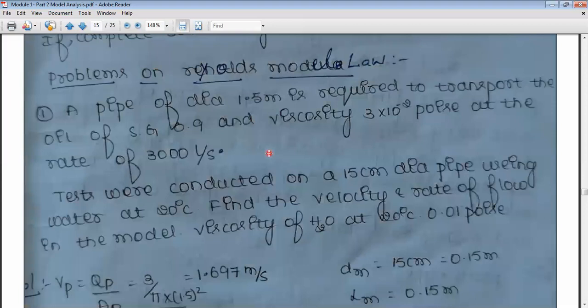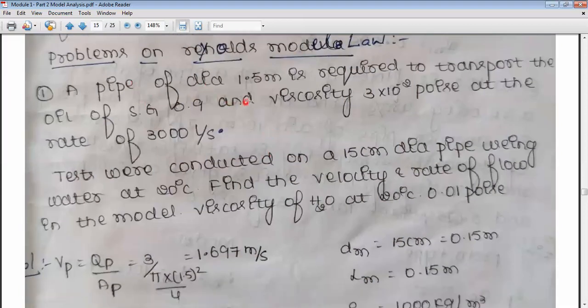Okay. This is the first problem. A pipe of diameter 1.5 meter is required to transport the oil of specific gravity 0.9 and viscosity 3 into 10 to the power of minus 2 poise at a rate of 3000 liters per second. Tests were conducted on a 15 centimeter diameter pipe using water at 20 degrees Celsius. Find the velocity and rate of flow in the model. Viscosity of water at 20 degrees Celsius is 0.01 poise.